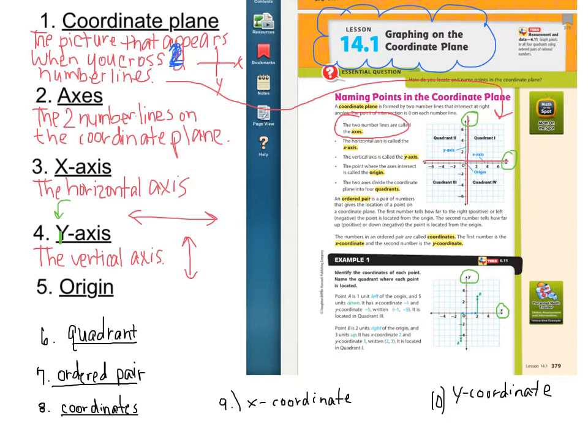The origin is right in the middle. Look at the picture where I'm drawing. I'm putting a big green dot. That's the origin. It's at 0, 0. It's where the x and y axes cross.